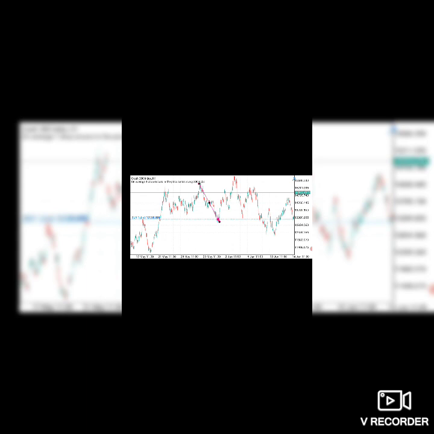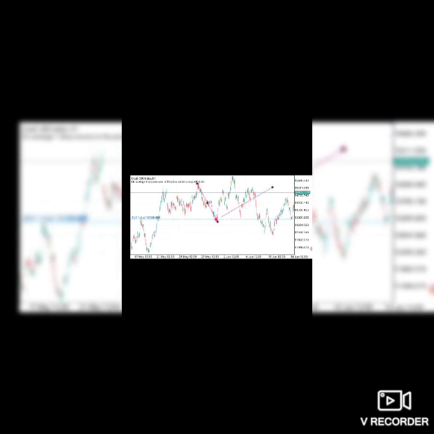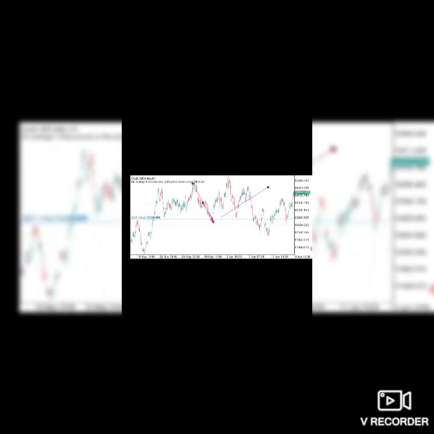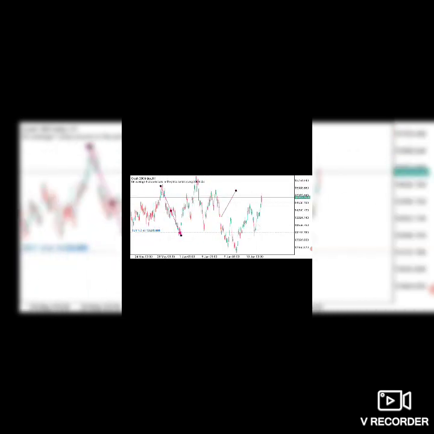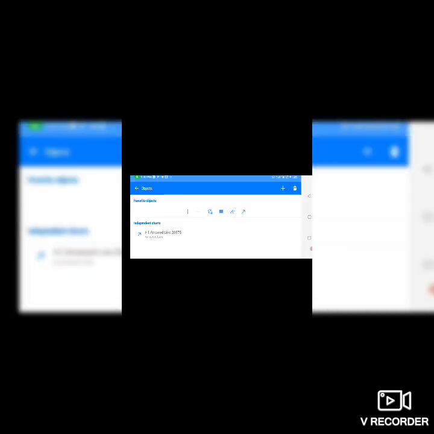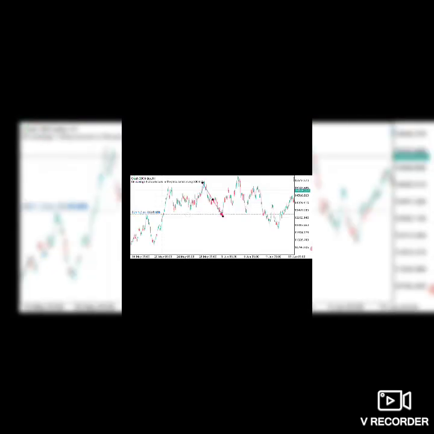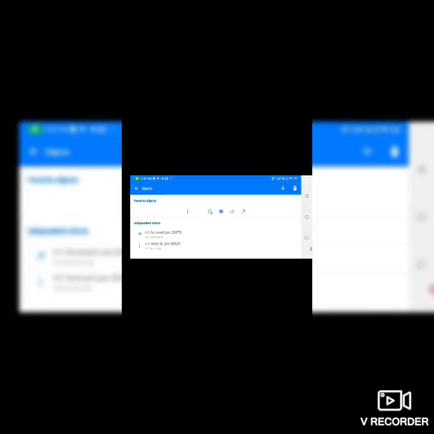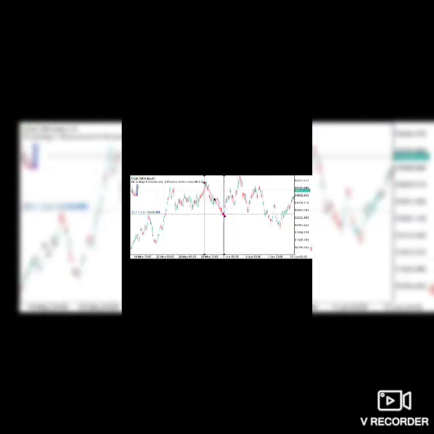I'm sorry, you know what I'm doing? I'm trying to track the date. I want to delete this. I'm looking for a vertical line so I can track the date. There's a vertical line, so you can track the date here. You can track this one, another vertical line.